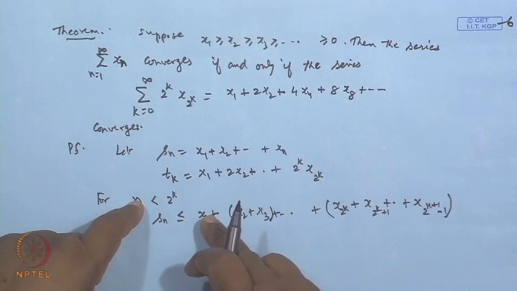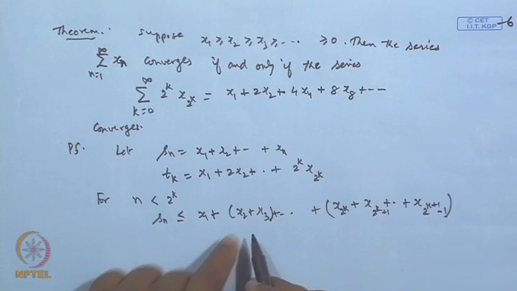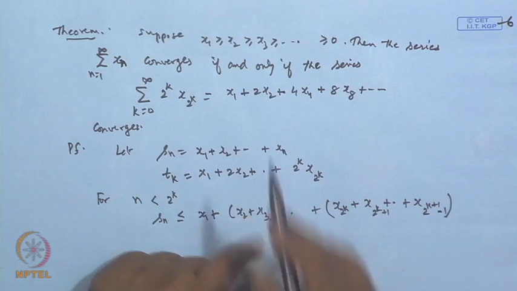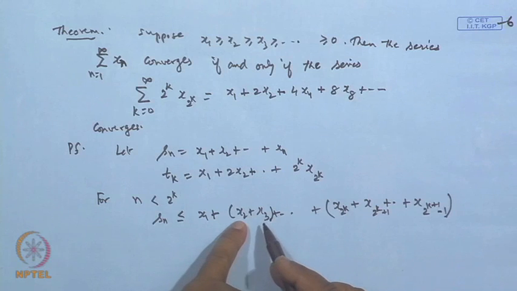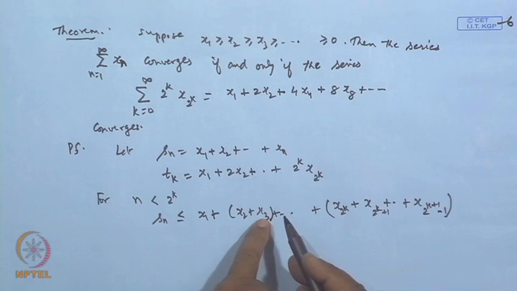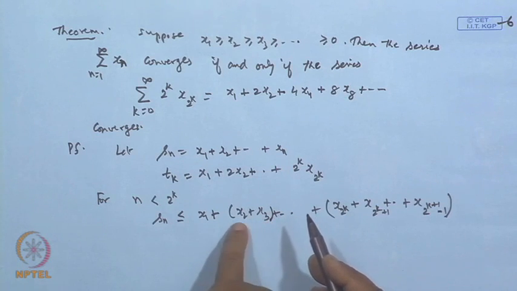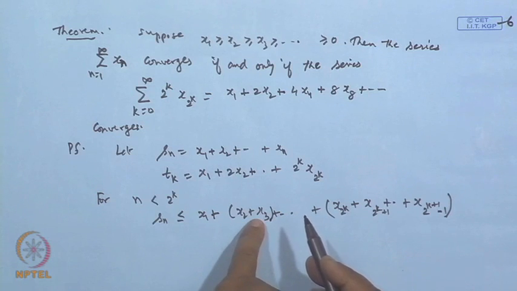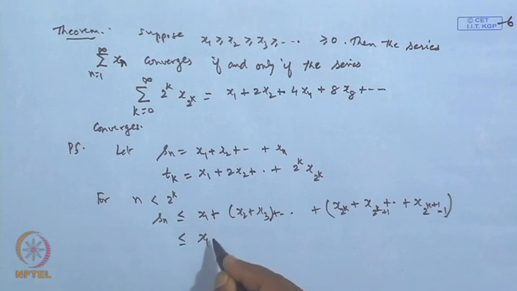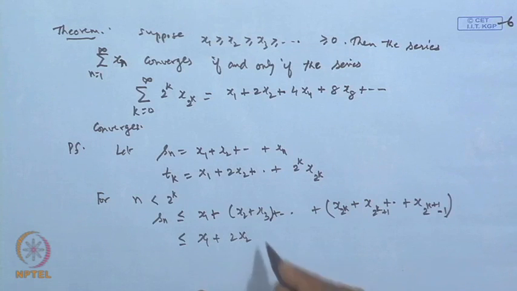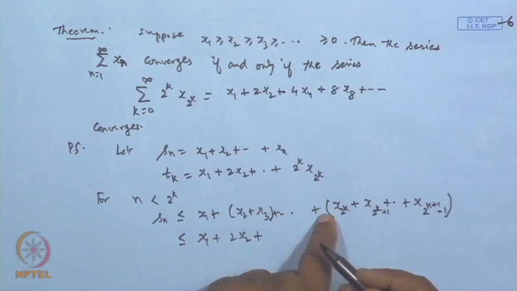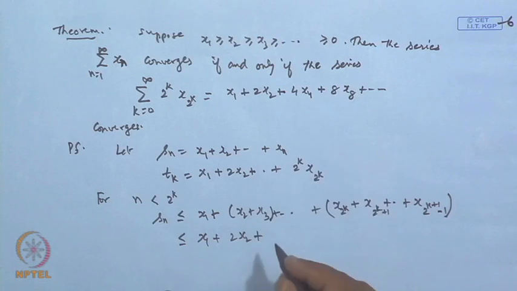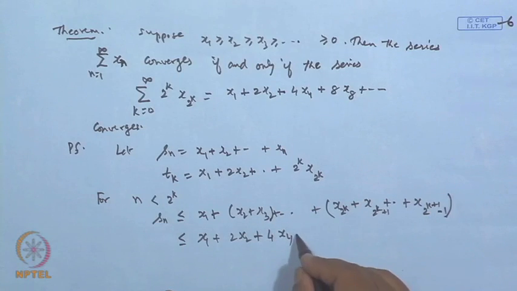And total terms in this case will be what? Now, x 1 is greater than x 2, x 2 is greater than x 3. So, basically we can say x 3 is lower than x 2. So, it is less than 2 times x 2. So, this will be less than x 1 plus 2 times x 2. Similarly, when you go for x 4, x 5, x 6, x 7 and x 8, then we will get the next term, which is 4 times x 4, okay, and continue this.